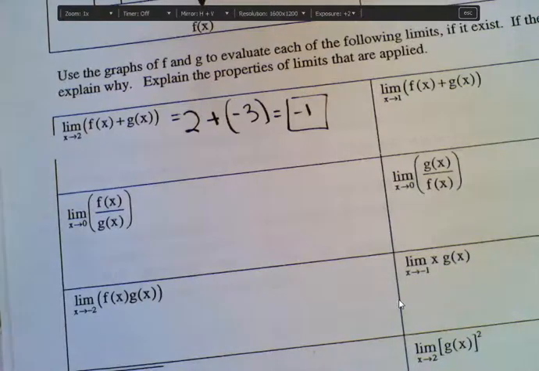Alright guys, let's go ahead and go over these. It looks like most of you are finished with them, so let's see how we did. We'll go kind of across and then down and do the next row.